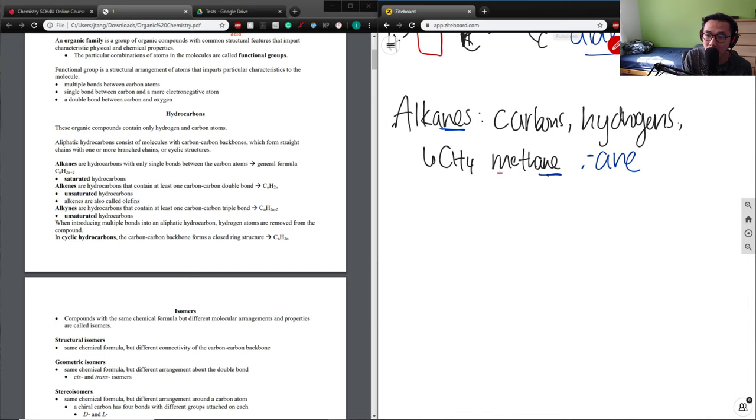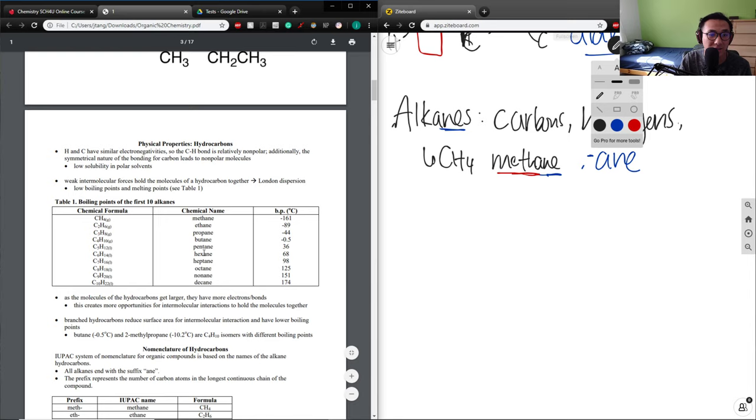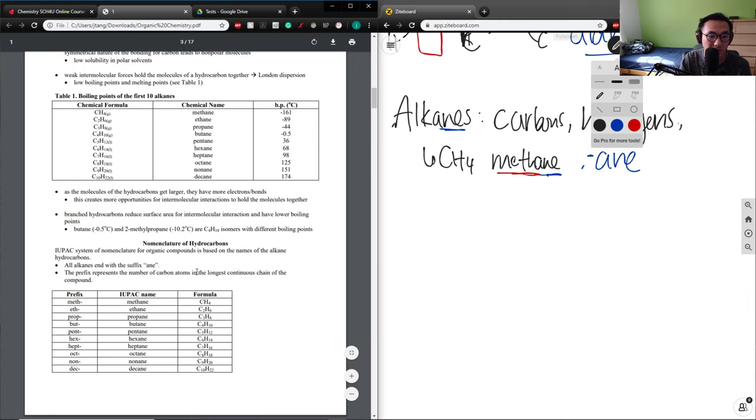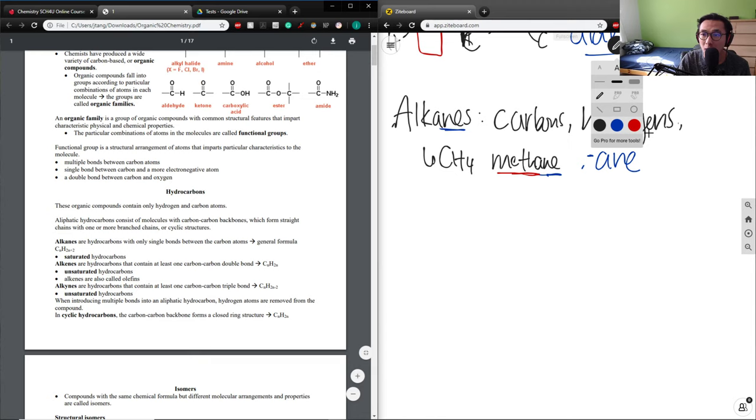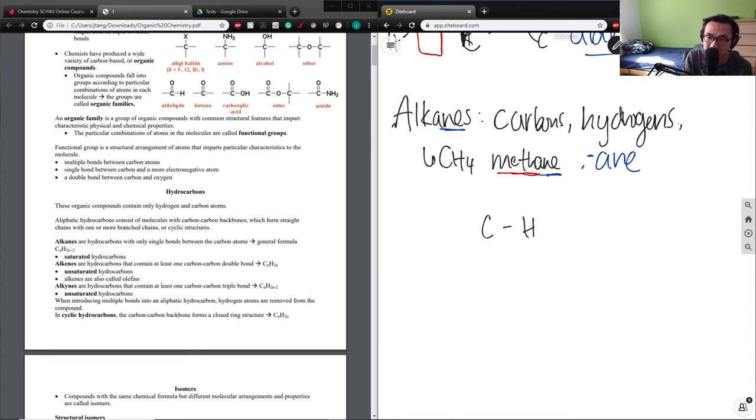And I'll show you a table about how we name things a bit later. Or actually, I can scroll down and give you that as well, but that's kind of how we name here. So this is methane. Here the prefix meth is one, eth is two, prop is three, but is four, and so on, all the way to dec, which is 10. That's how prefixes go. So if I were to draw the structural diagram of methane, and I've drawn this already before, it's just C single bonded to hydrogens.